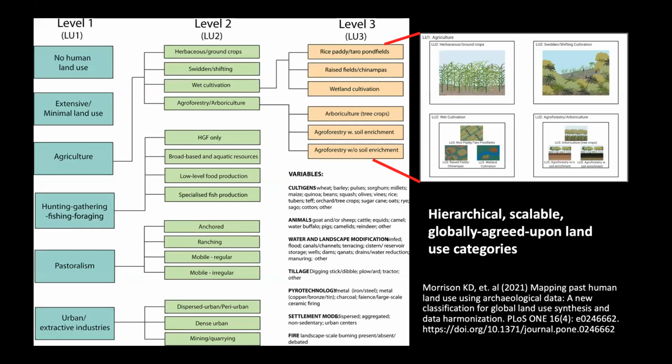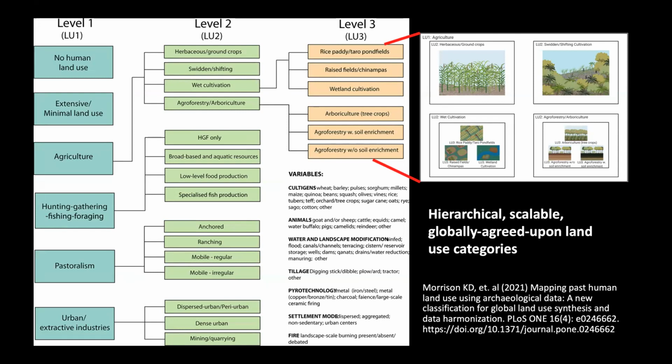So one of the major outcomes from the land use section recently is the publication of our land use classification system. This was just published this year in PLOS One, and is the structure for how to create a global database of land use based on published archaeological data.